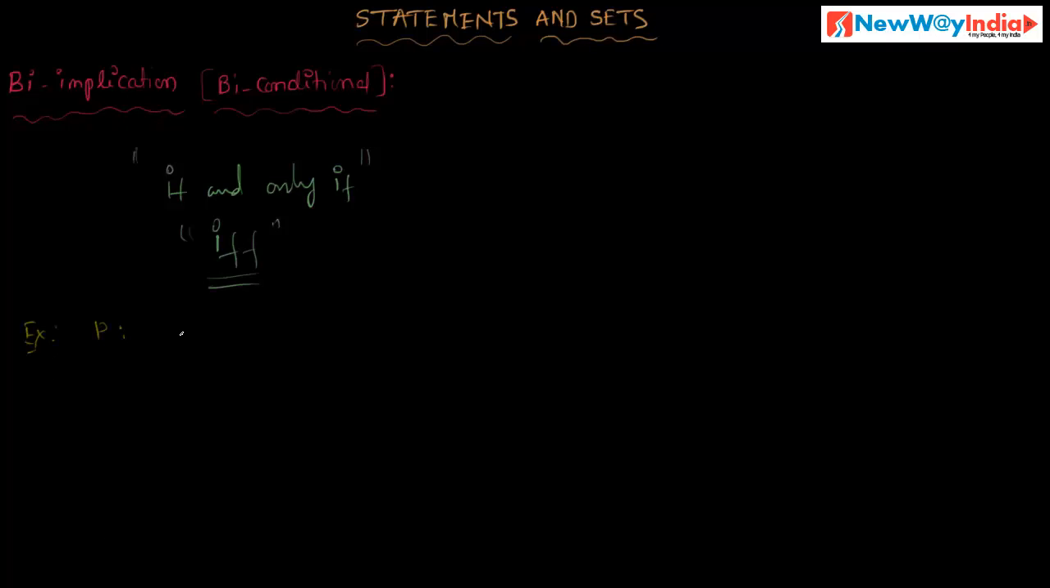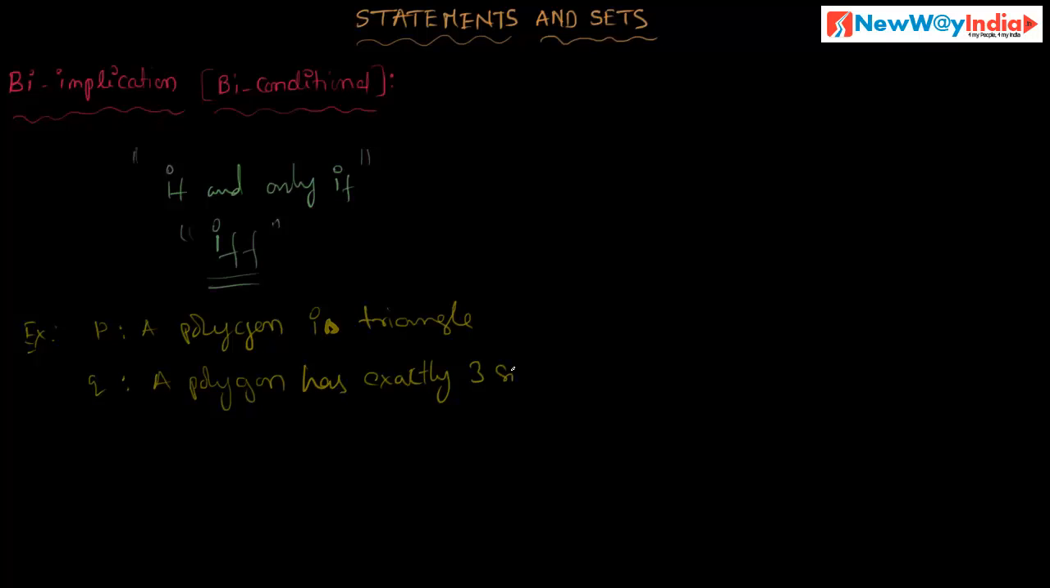P is the statement: a polygon is a triangle. The second statement, Q, is: a polygon has exactly three sides. These are the two statements. Now join them like this: if P then Q, which is one conditional, and if Q then P, which is another conditional.